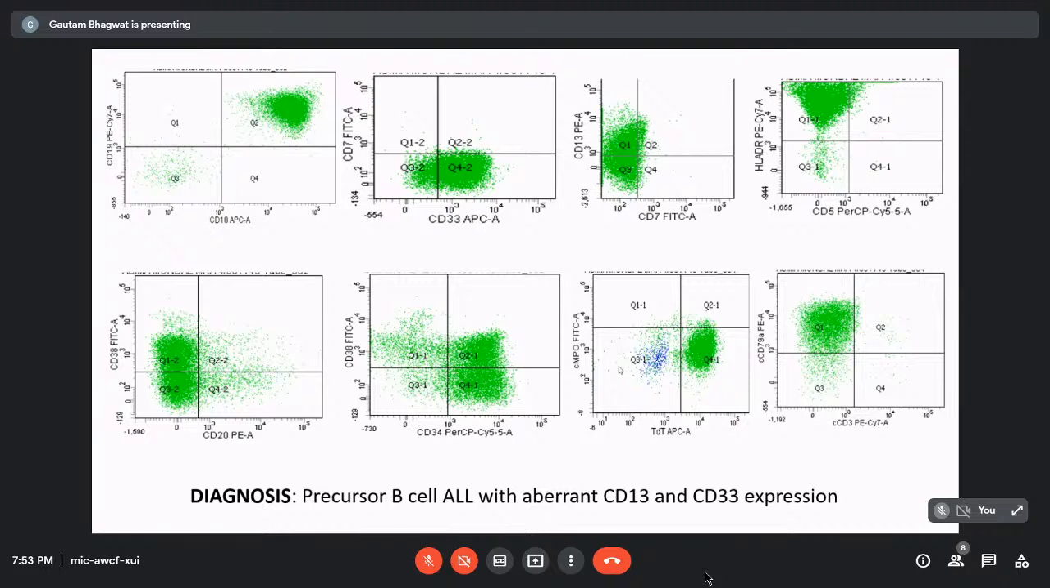Now, giving this information, what I know is most of the time these come out to be positive for translocation 8;21. So with a diagnosis of AML with CD19 aberrant expression, the cytogenetics team gets alert and would look for translocation 8;21. So there are certain markers which would tell you about what the cytogenetics or molecular diagnosis is going to be.